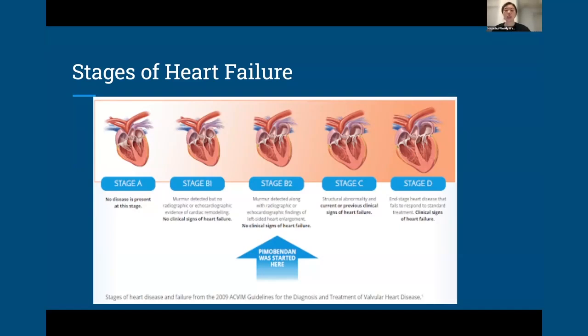All right. So, stage C is when there are clinical signs of heart failure, such as coughing or exercise intolerance, or sometimes there is purpling of the tongue. And then stage D, unfortunately, is the end stage heart disease that is not responding to any of the standard treatments. And then obviously, there are more severe signs of heart failure. So we want to remember, when I talk about treatments, that the pimobendan we will want to start at stage B2.